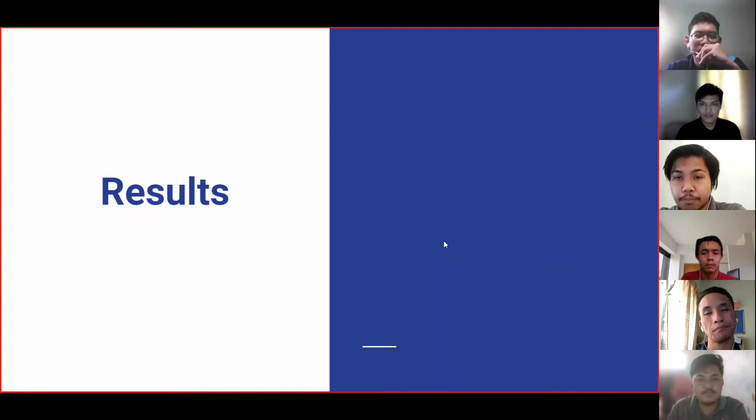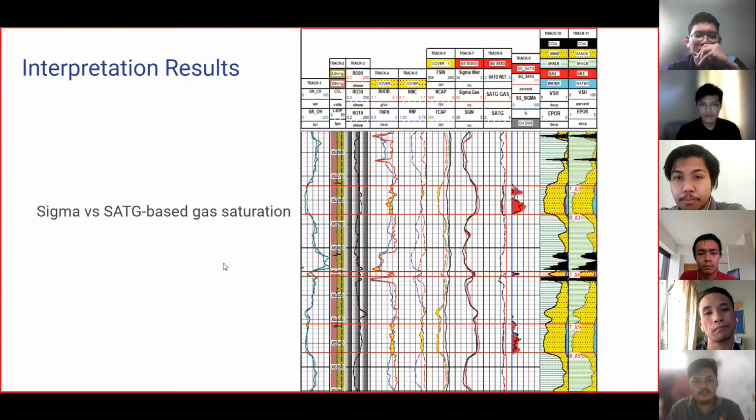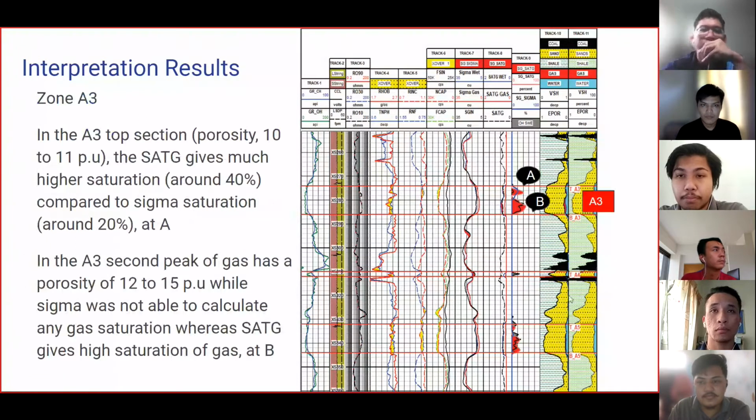So next we will be looking at the interpretation result, where this is the figure for the sigma versus SATG based gas saturation. So here you can see the zone, we can see track 7 and 8. For track 7 we have the sigma calculation, while track 8 will be the SATG.